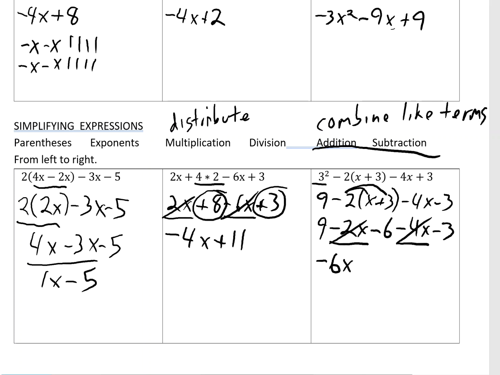And then I'm going to combine the rest of them, and I'll go ahead and do both. I'll do the shape. 9 minus 6 is 3. Minus 3 is 0. So we could do plus 0, or we can just say minus 6x.